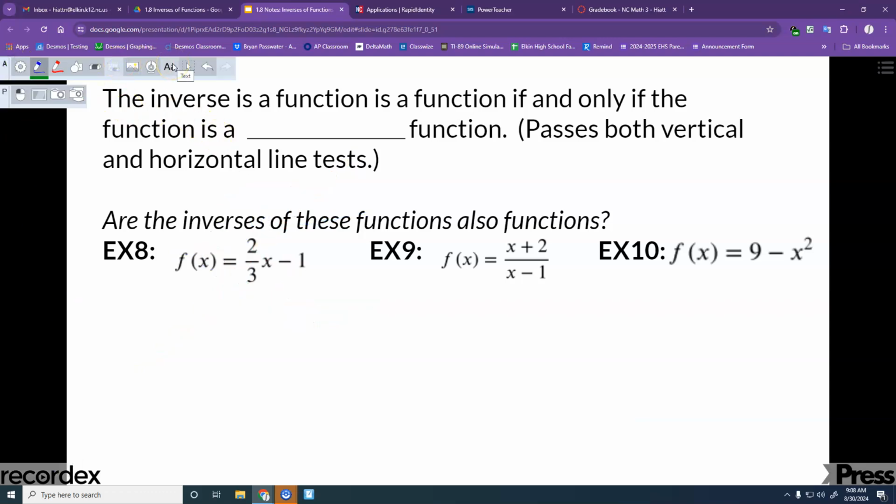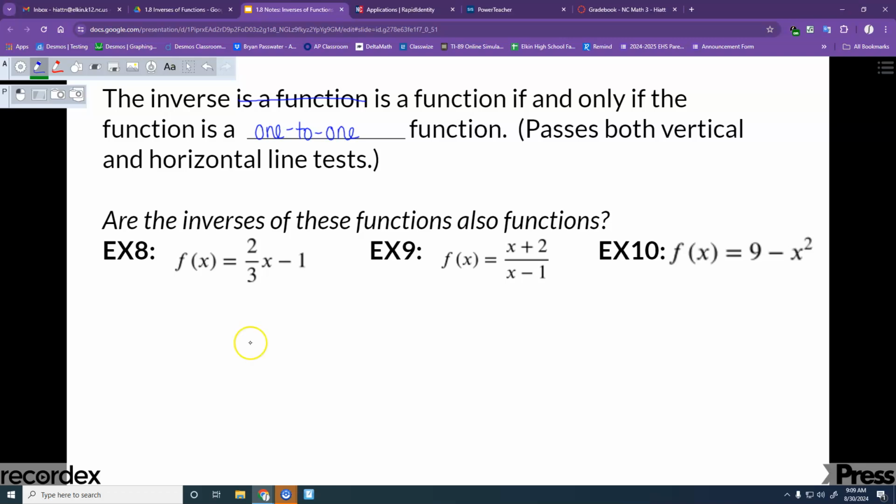Okay. The inverse is a... I need to go back through my notes, don't I? I was really losing it whenever I made these. Okay. The inverse is a function. Like it really, really is a function. That's just a typo there. The inverse is a function if and only if the function is a one-to-one function. Okay? So we talked about one-to-one functions back whenever we were talking about functions in that very first part, right? And one-to-one functions have to pass your vertical line test and your horizontal line test.